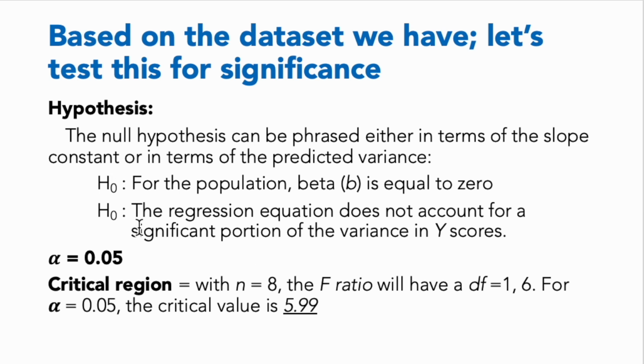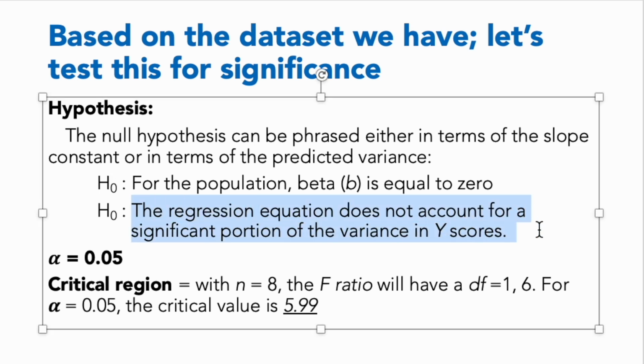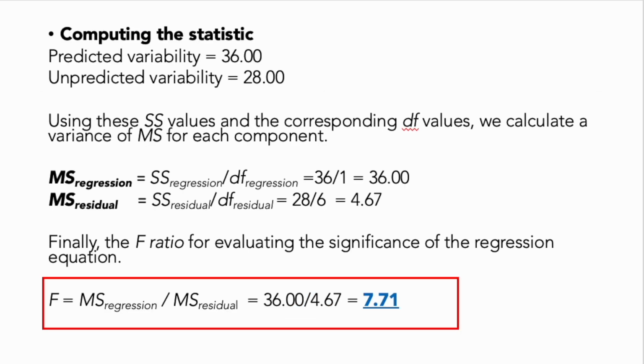So you have to come up with the hypothesis. So I have given a null hypothesis here. The regression equation does not account for significant proportion of variance in y scores. And then if your confidence interval is 95, you have to come up with an alpha value that is 0.05. So based on this alpha, for a sample of 8, where the numerator df is 1 and the denominator df is 6, you have to locate the critical value in the F distribution.